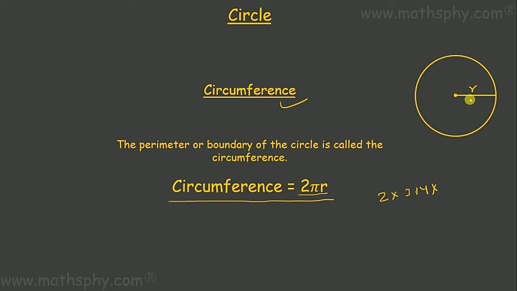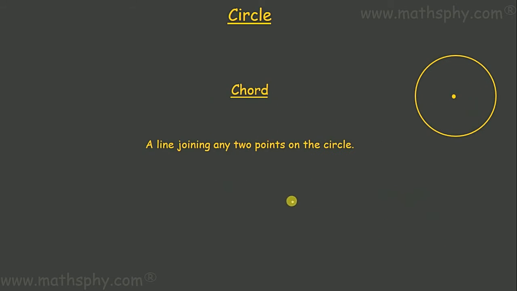Suppose the length of the radius for this circle is say 3 centimeter. In that case, the circumference would be 2 into 3.14 into 3. This will be 6 into 3.14. You can solve it, and this measurement will give you the length of the circumference of this circle whose radius is 3 centimeter. Chord. A line joining any two points on the circle.